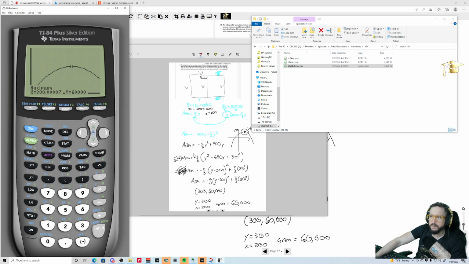So the maximum is when the x is 300, right? And then the area, the y is equal to 60,000. So 360,000. Oh shit! All right. Cool.